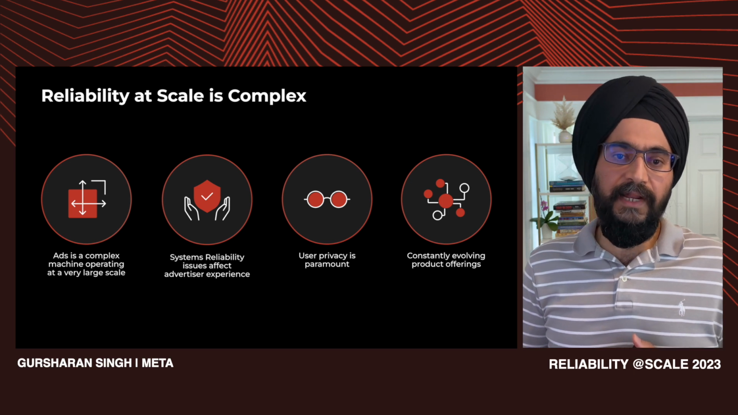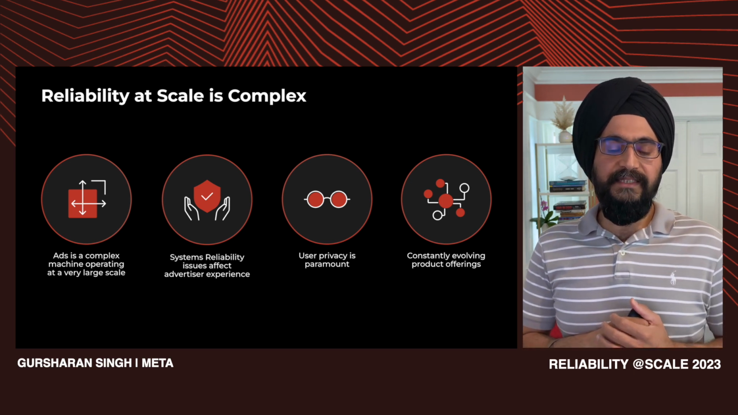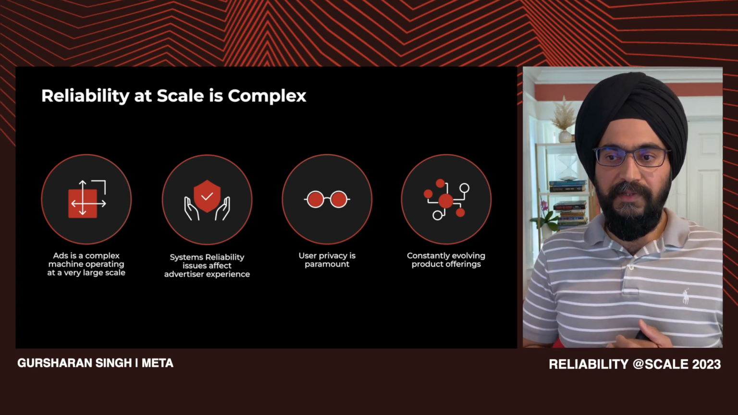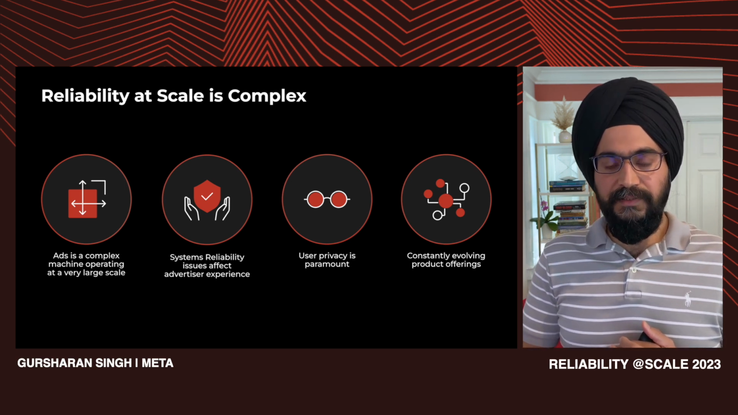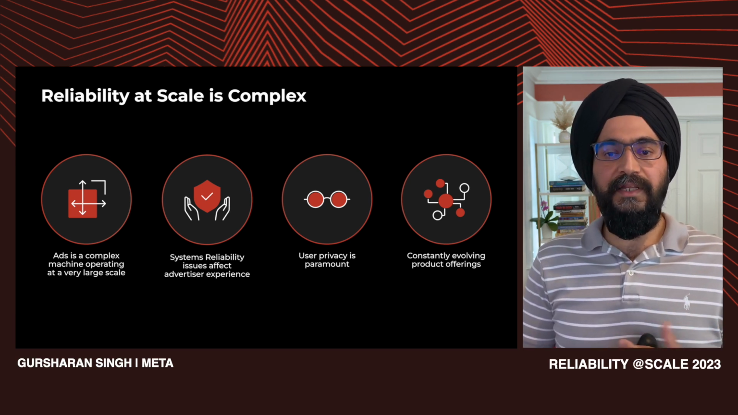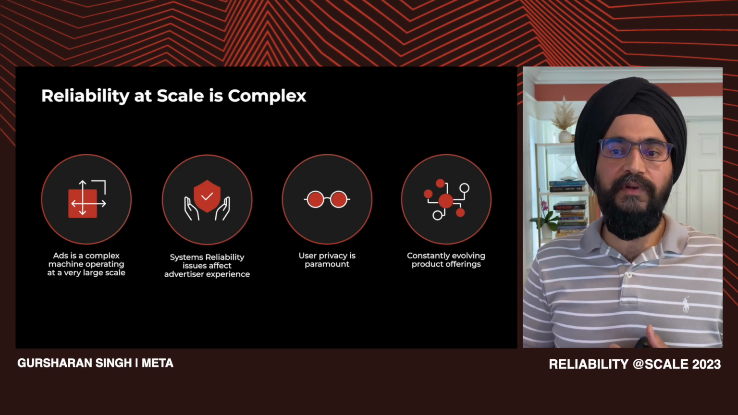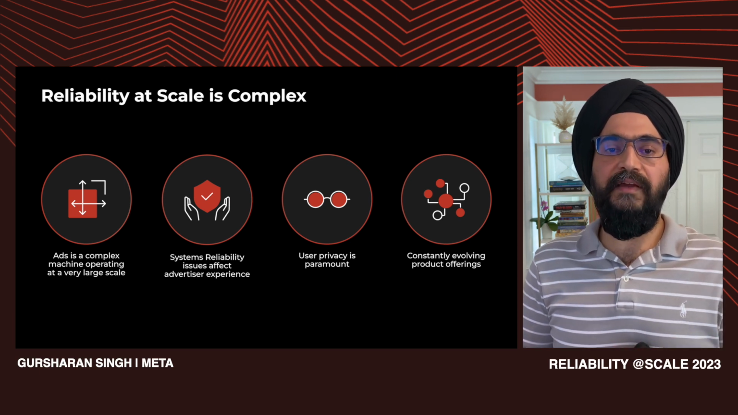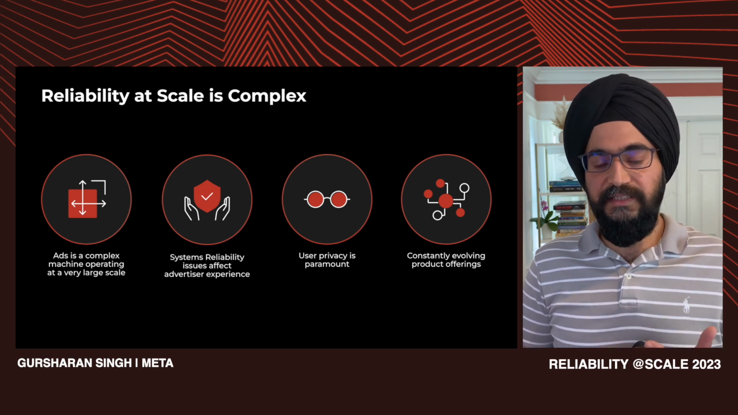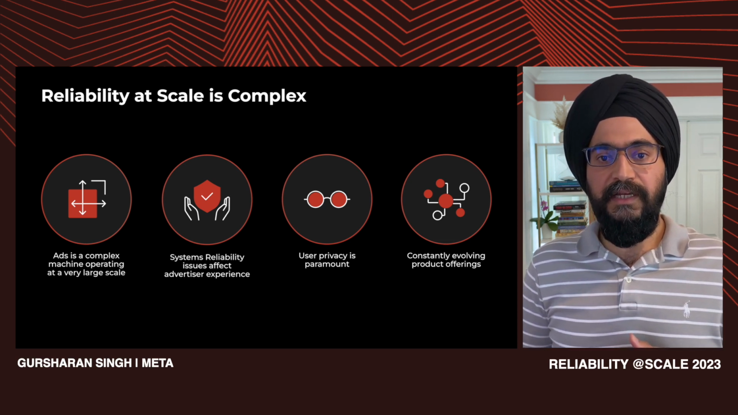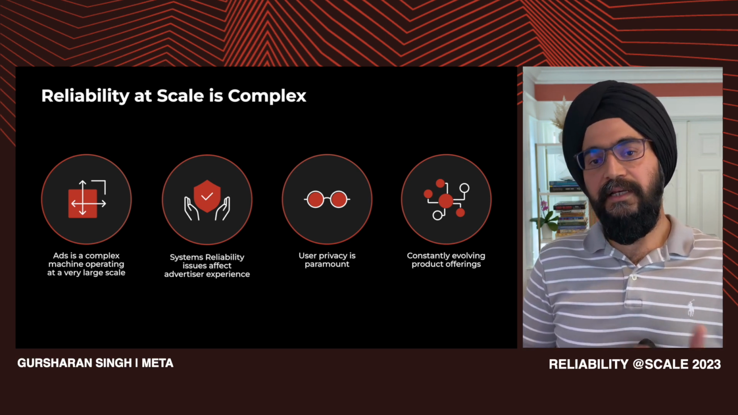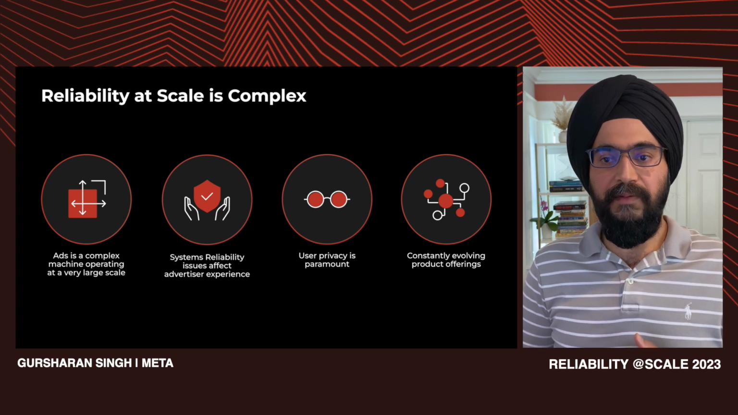Another thing that makes reliability complex is that we guarantee privacy and our data commitments on privacy at all times. The way this data flows through our stack, and the traceability of this data with respect to the privacy guarantees that we offer, is of paramount importance to us. So this definitely adds another layer of complexity to ensure that these systems are reliable while guaranteeing the user privacy commitments.